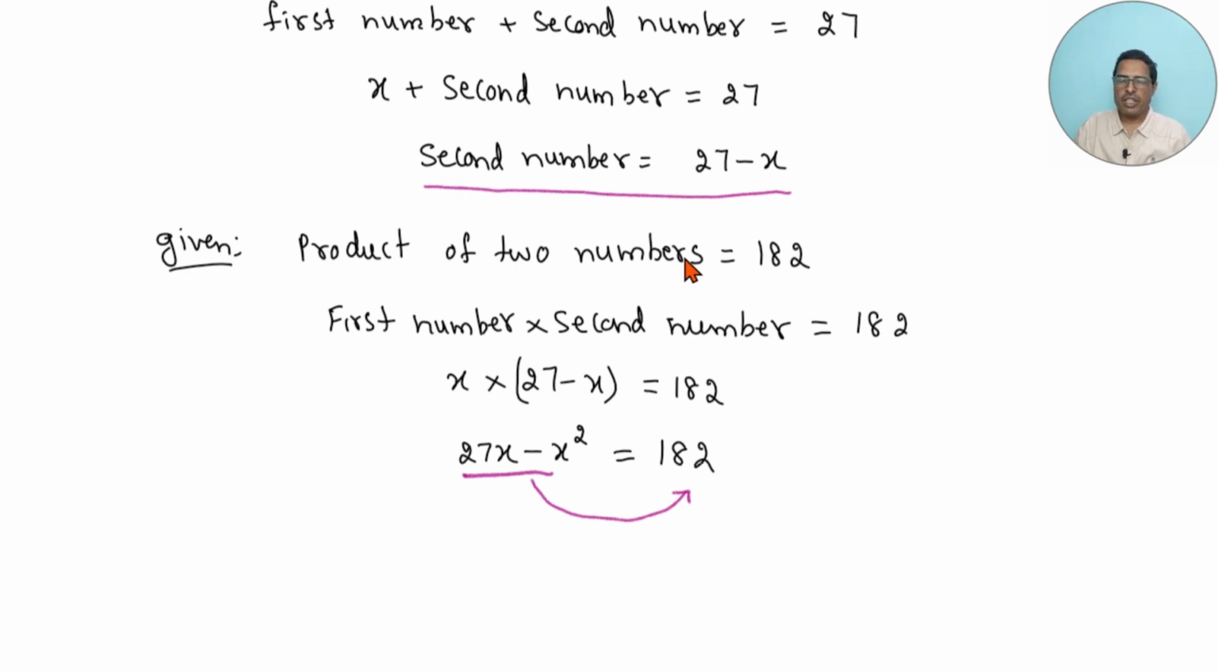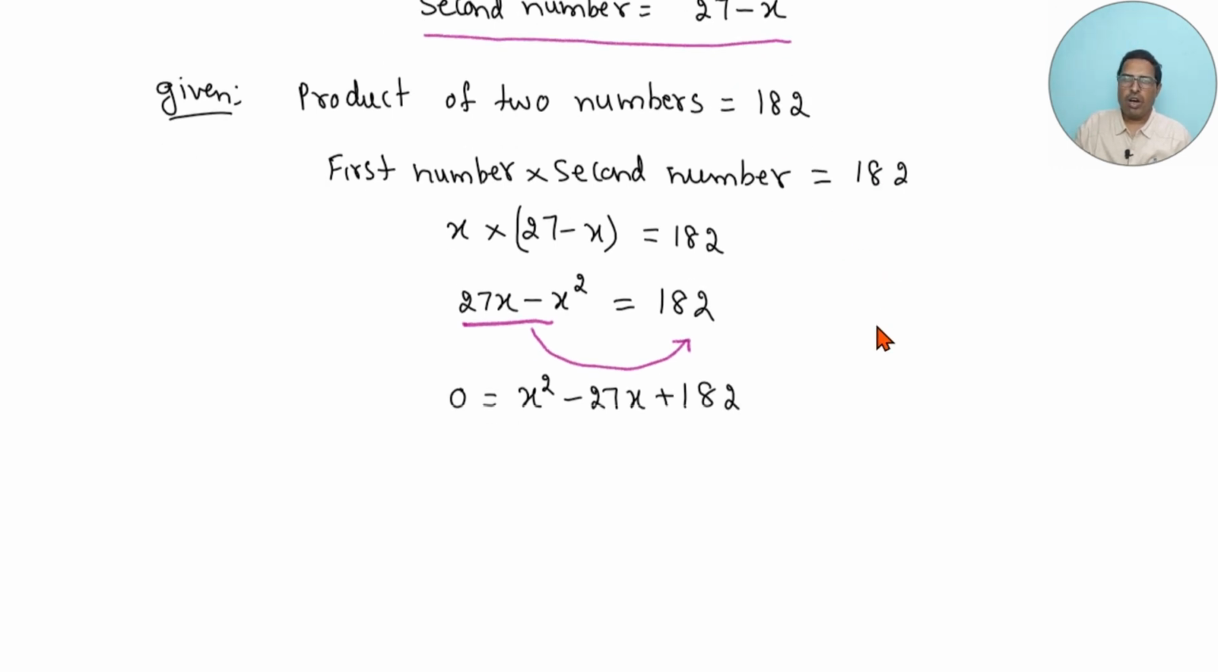So the left hand side becomes 0 is equal to, so I am taking this minus x square on this side, it becomes plus x square. So I am writing in order. First I have written x square, then I will write x. This 27x goes to the other side, it becomes minus 27x. This 182 is retained here only, plus 182. Or can we write it this way? x square minus 27x plus 182 is equal to 0. So we have got the quadratic equation.